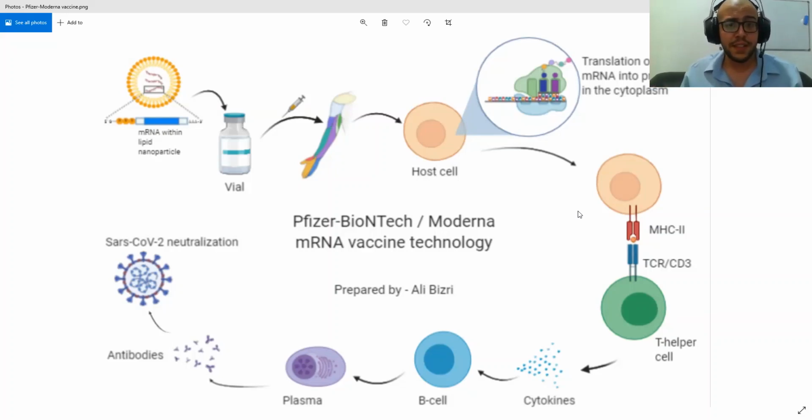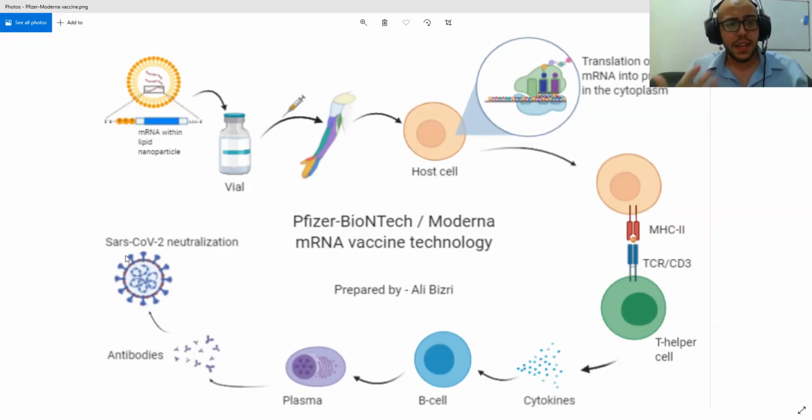Essentially, this vaccine is going to be present, the doses are going to be present in vials, and these vials are going to be containing lipid nanoparticles, and these lipid nanoparticles are going to be having mRNAs that are going to be present within them. Those mRNAs are going to be coding for the S protein or spike protein that is characteristically present on the surface of the SARS-CoV-2. Essentially, this vaccine is going to be injected using a syringe into the arm of people that want to get vaccinated.